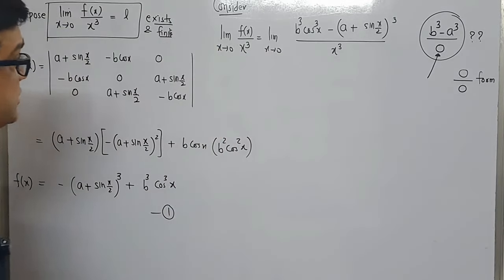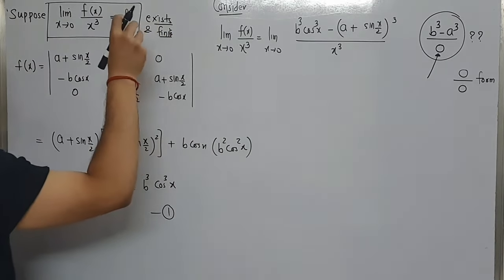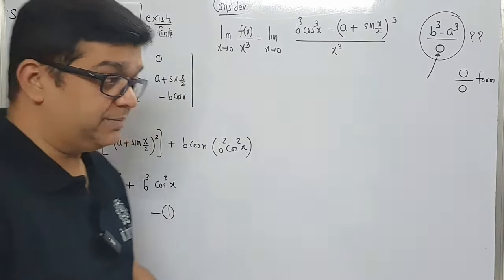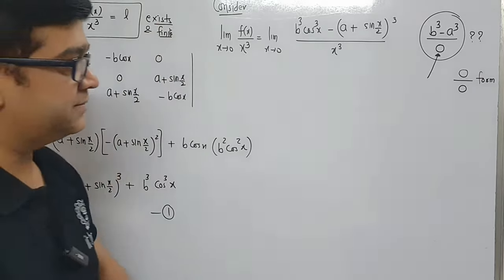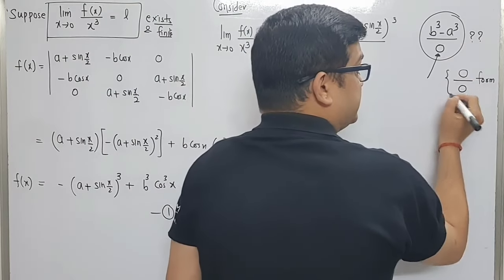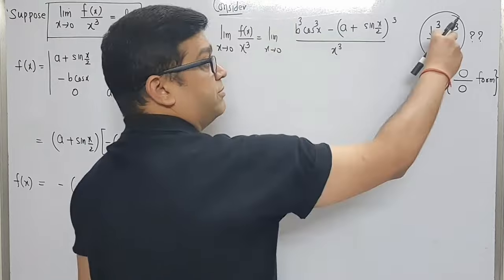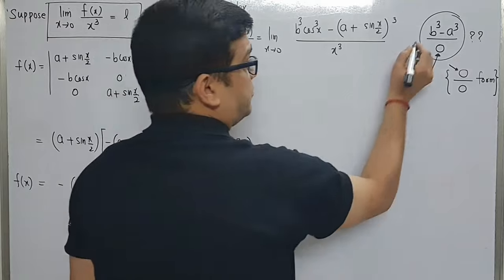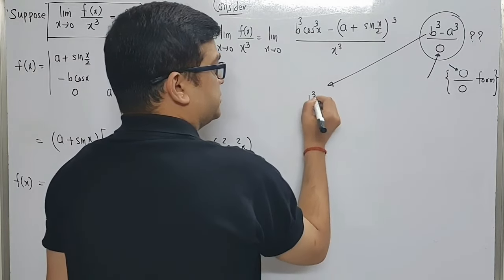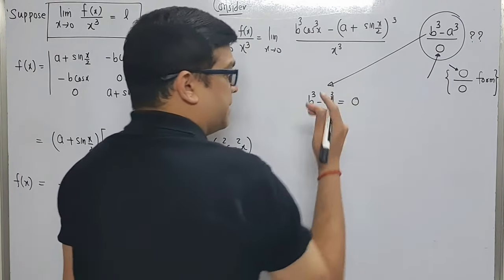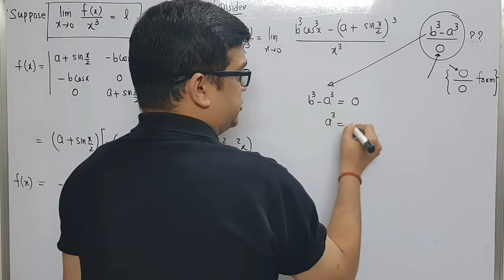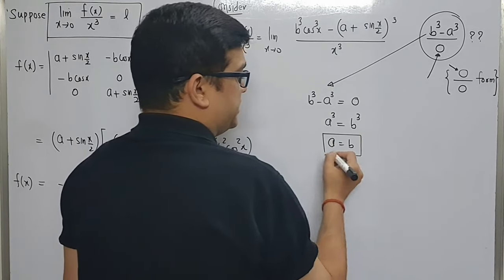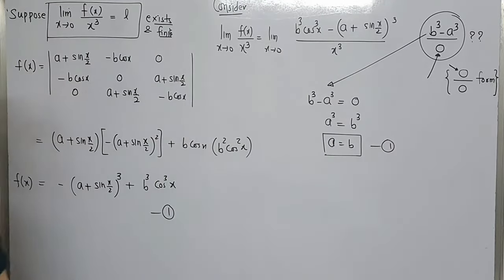If in the question it wasn't given that the limit exists and is finite, then it was a different story. It is saying in the question that the limit exists and is finite. Therefore, it must be in the 0 by 0 form because the denominator is already 0. So the numerator must be 0. So from here we conclude this numerator b cube minus a cube must be 0, and therefore a cube must be equal to b cube. So the final conclusion here is a is equal to b.